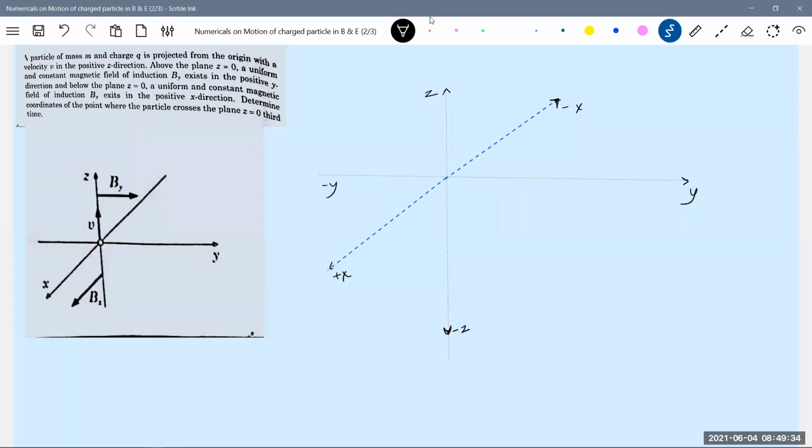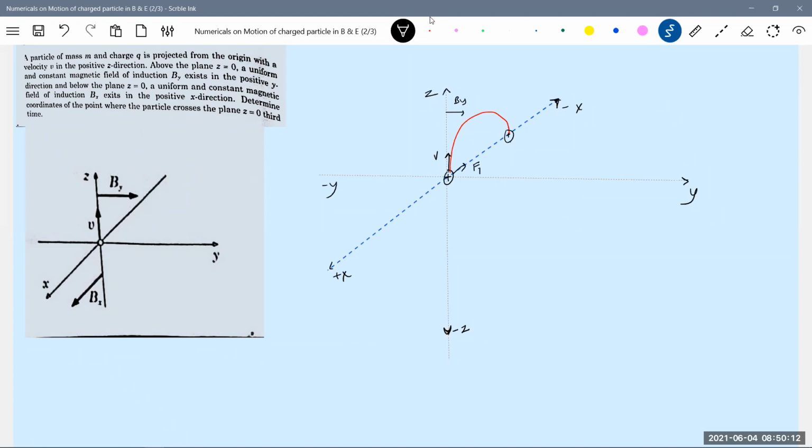Let's get into the problem. So initially the particle is here. The field here will be along the y-axis. Therefore, how will the particle move? It has to move in the z minus x plane. It will come here. The moment it enters here, get the velocity vector, because the force here will be acting in this direction.